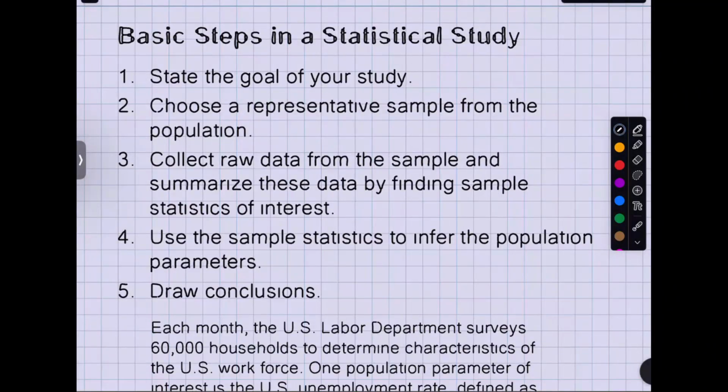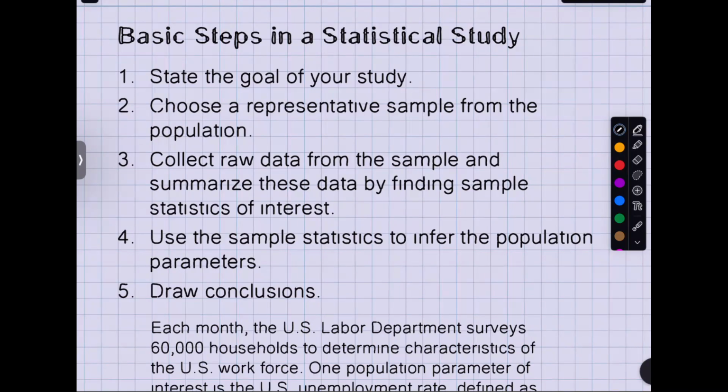So here are the basic steps in a statistical study. Set the goal of your study, right? So in that one, the goal was to figure out the residue of the 3 pesticides, right? Choose a representative sample from the population, because you can't take all the corn, because then there's no corn to sell. The farmers would all be poor.